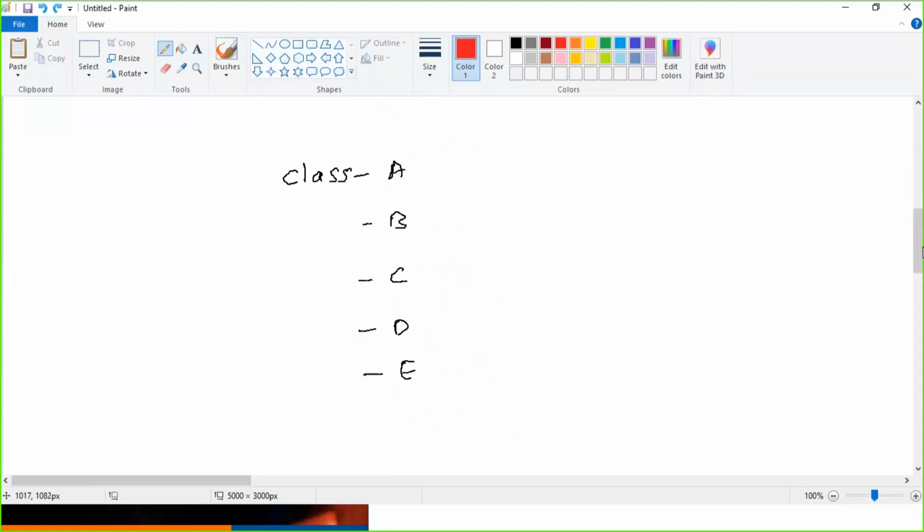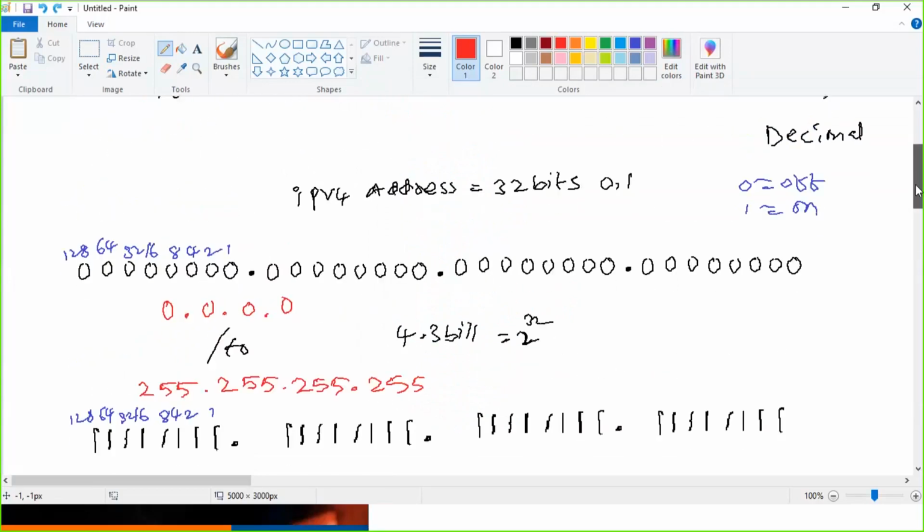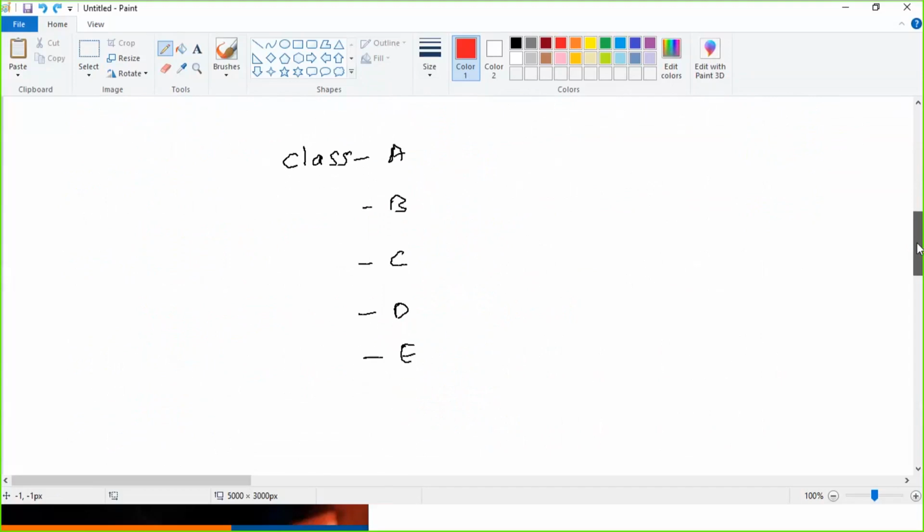What is the class A range? The total IPv4 range is 0 to 255, we know that. From that, class A IPs are any IP starting with 0 to 127. So 0 to 127 IPs belong to class A. Similarly, any IP starting with 128 to 191, these IPs belong to class B. Okay, all of you following me? But you can ask me the question.